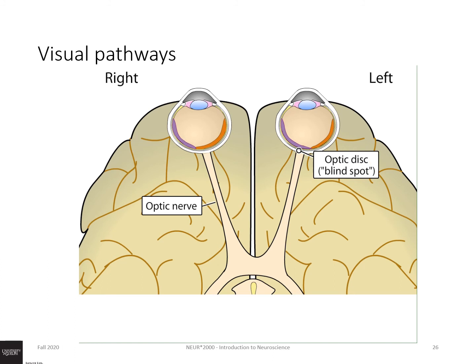Because there are no receptors in this region, nothing can be seen in the corresponding part of the visual field. This blind spot does not appear as a dark spot. Rather, it is simply a region from which we cannot obtain visual information.